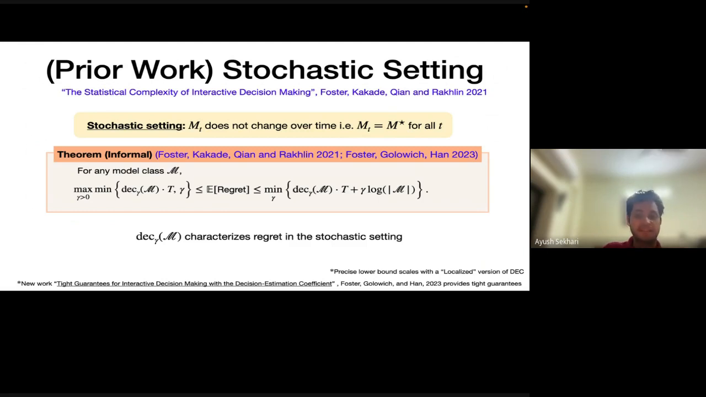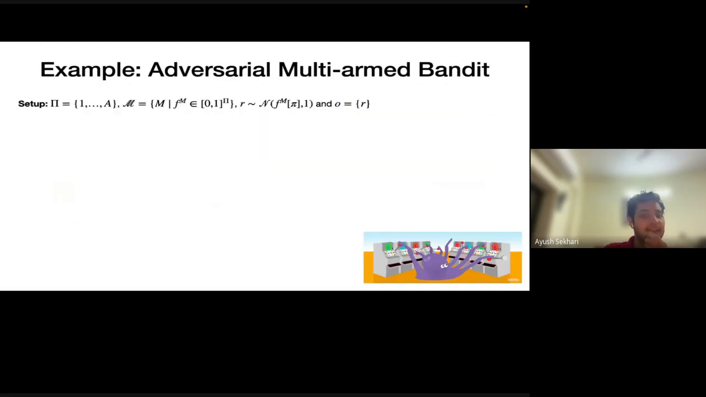Because this is a heavy theorem, before I go into our results, let me first give an example and show you how to interpret these quantities. Let's go back to the simplest example of multi-arm bandit, where the decision space consisted of arms 1 to A, the model class consisted of sub-Gaussian models. So here we'll just consider Gaussian distributions with means f_M, and the observation just consists of rewards.